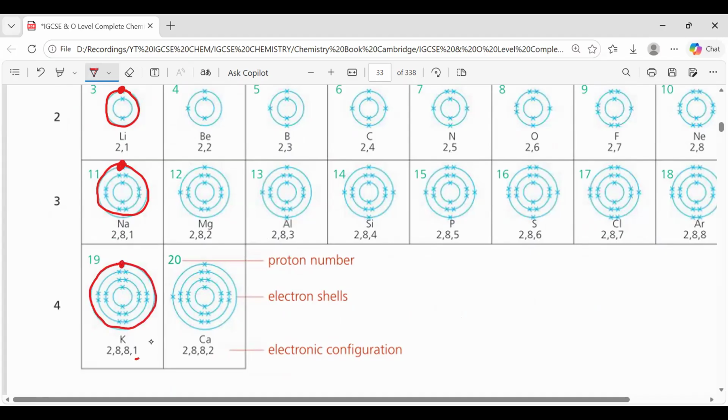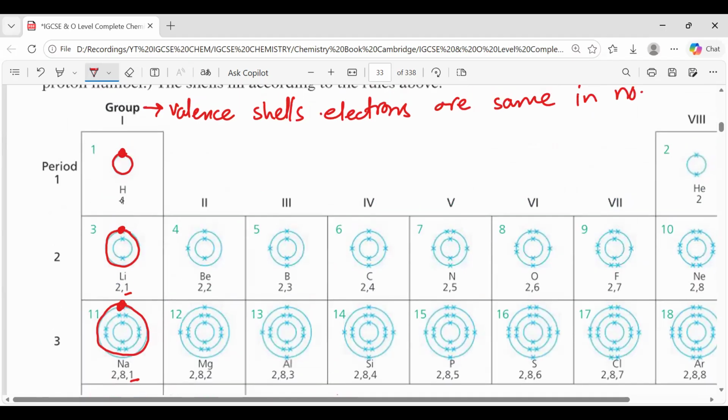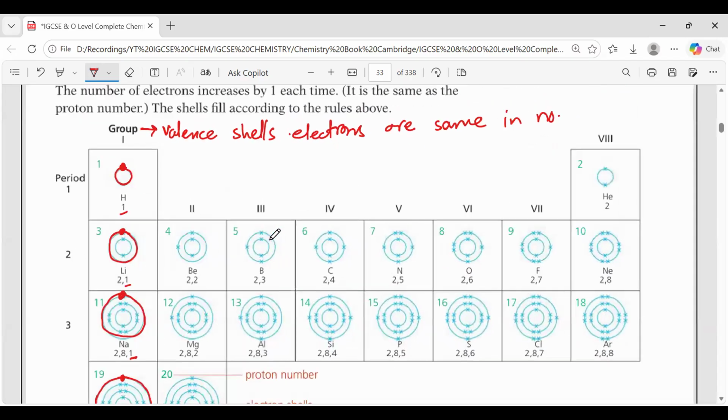Right? So what is this telling us? Why are they in group one? Because the valence shell electron in all of them is just one. In the valence shell there is just one electron. That's why they have the same group, right? And what about periods?